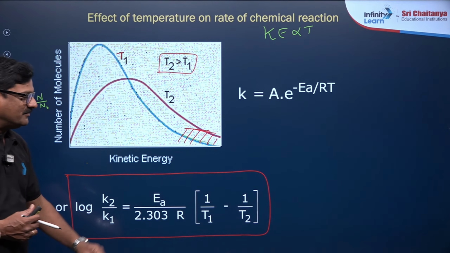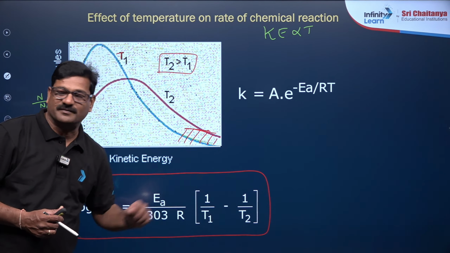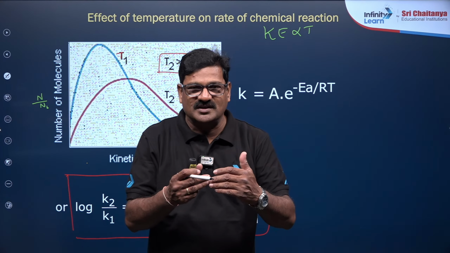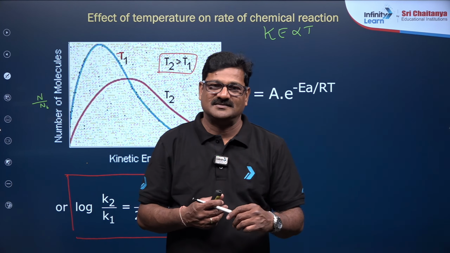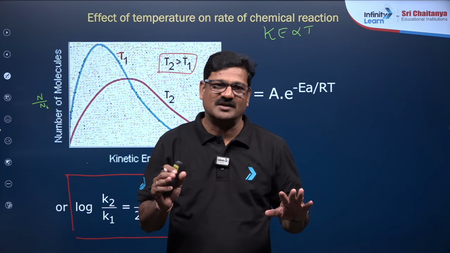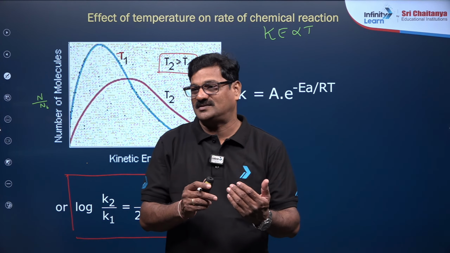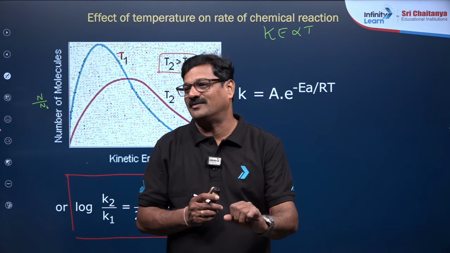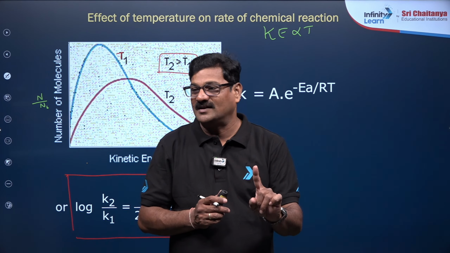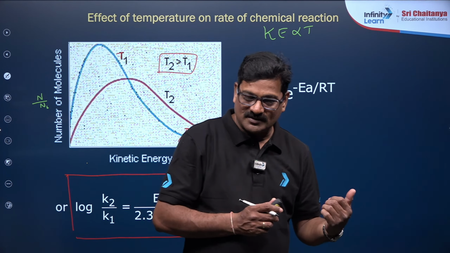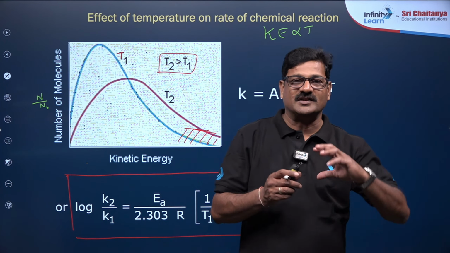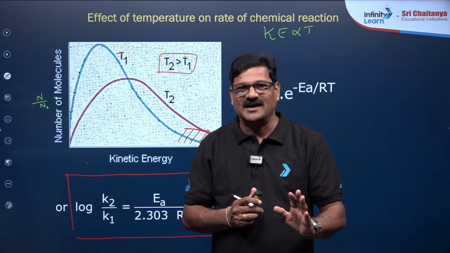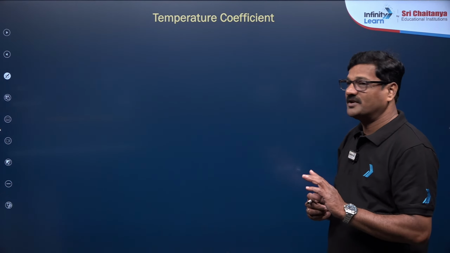Fine. Now you can see temperature quotient. As I said, when the temperature is raised from 25 to 35, rate is doubled. In most of the cases, when the temperature is increased by 10 degrees, the speed of most chemical reactions is going to be doubled. K is the rate constant. I said double, so K1 is 1, K2 is going to be 2. So rate is doubled. Log K2 by K1 is equal to 2. Got it? Fine. And it is expressed in terms of temperature quotient.